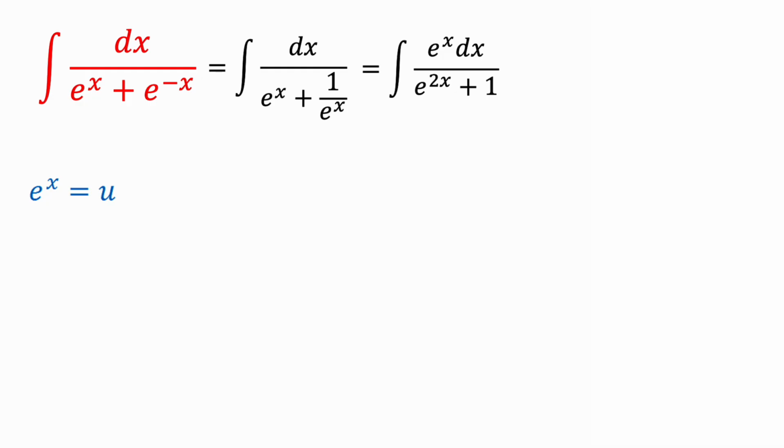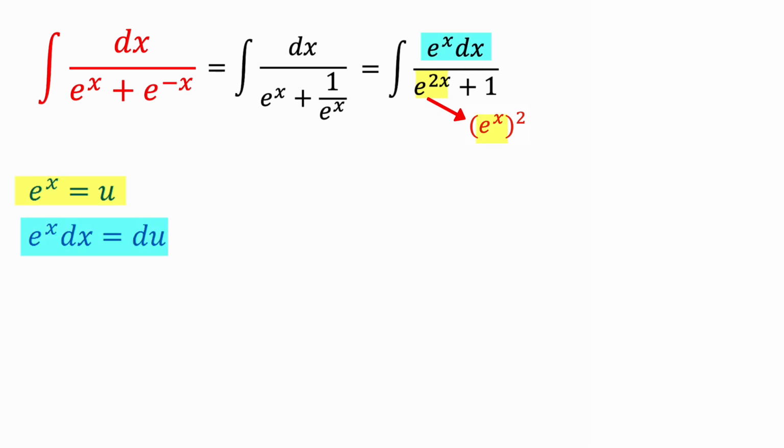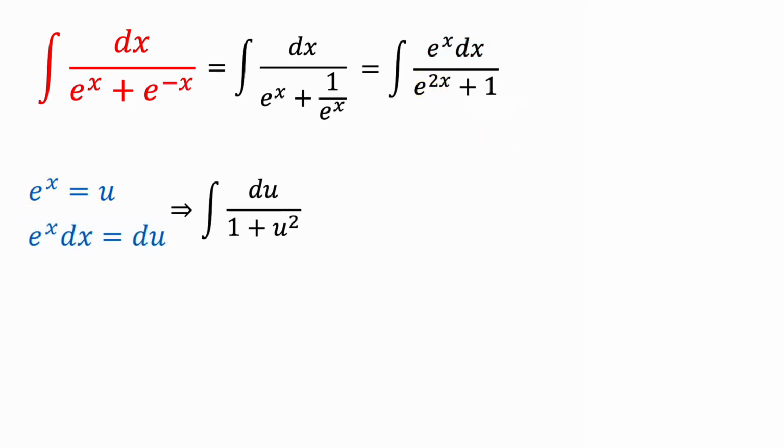What should we pick for u? Let's take the term being squared as u. Remember, e to the 2x is actually e to the x, all squared. I'll let u equal e to the x. Now, what is its derivative? Remember, it's the derivative of the exponent times the function itself. Since the derivative of x is just 1, the differential du becomes e to the x dx. Now, let's substitute. What do we have then? The numerator just becomes du, and the denominator is 1 plus u squared.